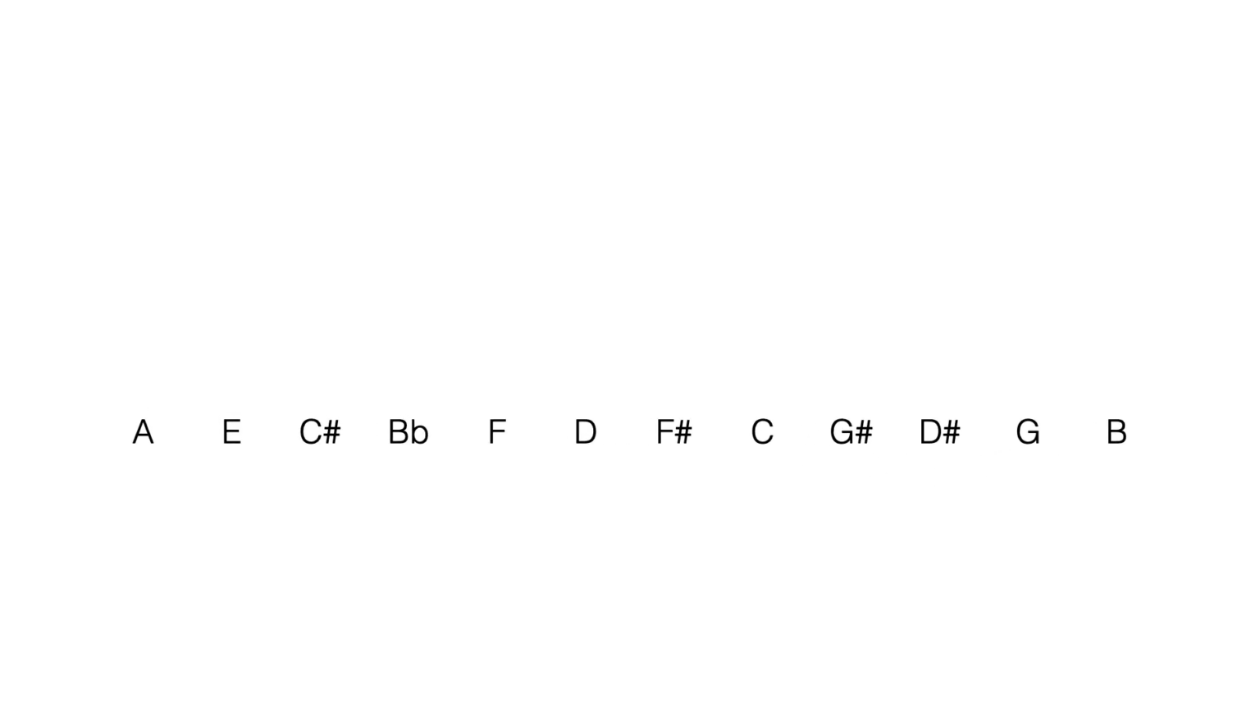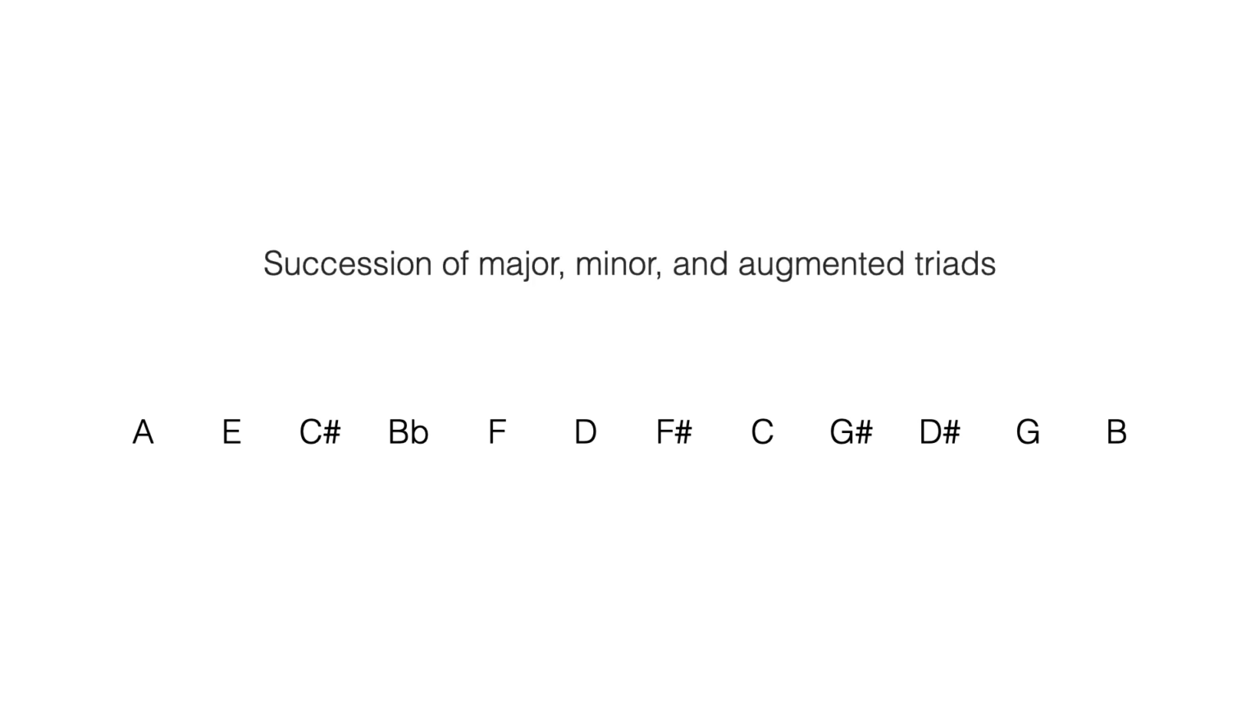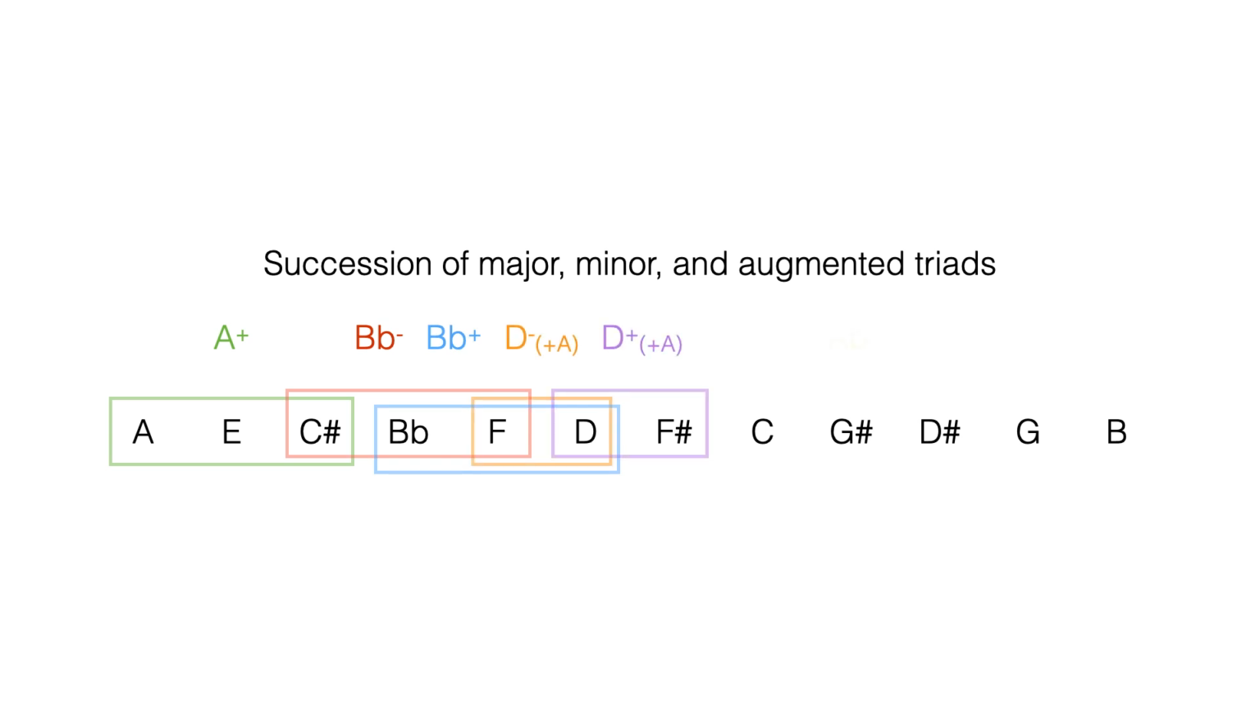Treating the series of new notes as a basic structure for the passage, we can see the extent to which the piece is conceived as a succession of major, minor, and augmented triads. The series begins with A major: A, E, and C sharp. The C sharp is then the first note of a B flat minor triad: D flat, B flat, and F.